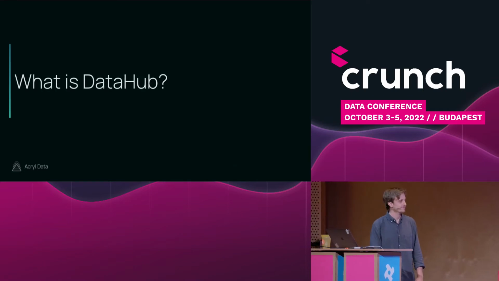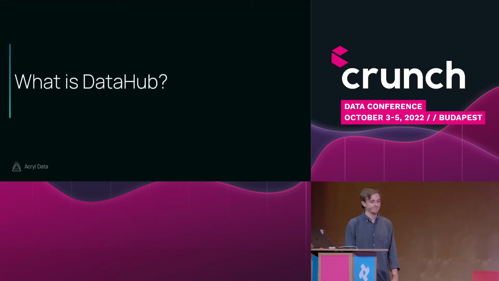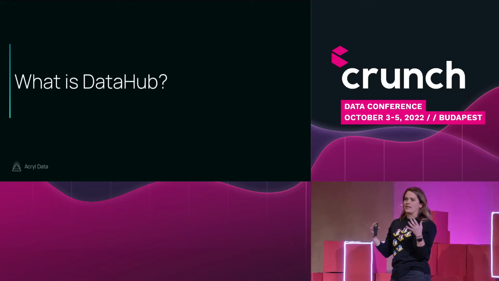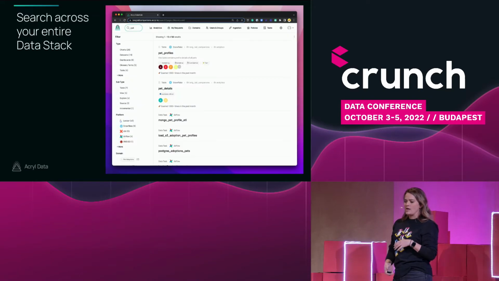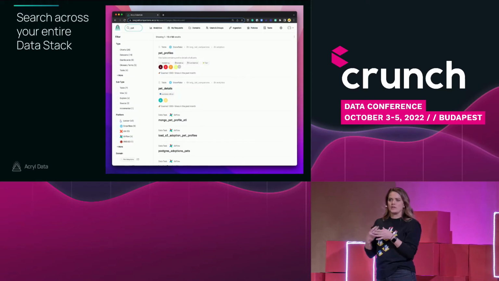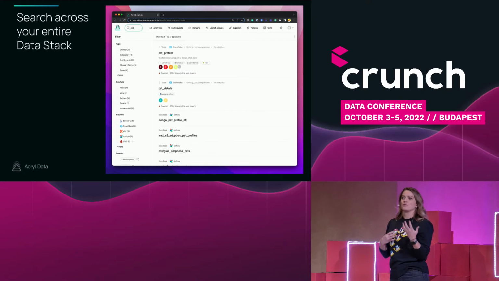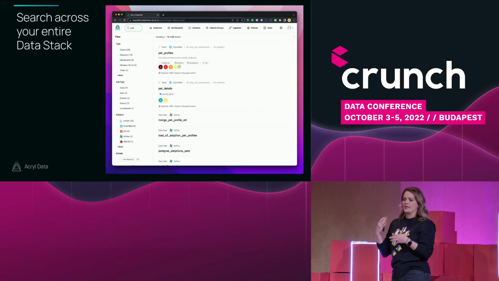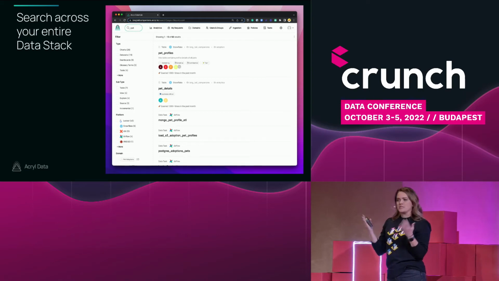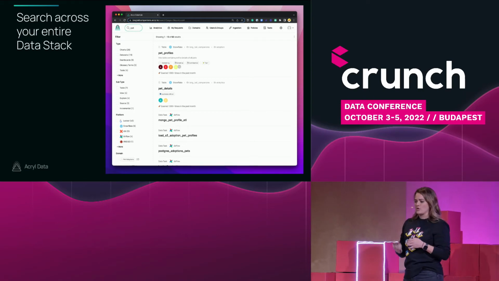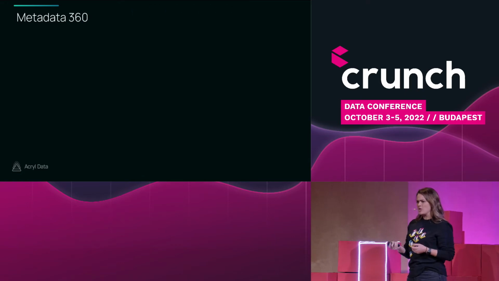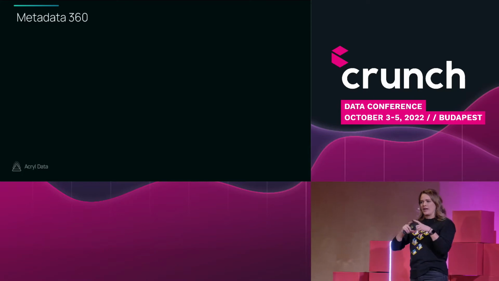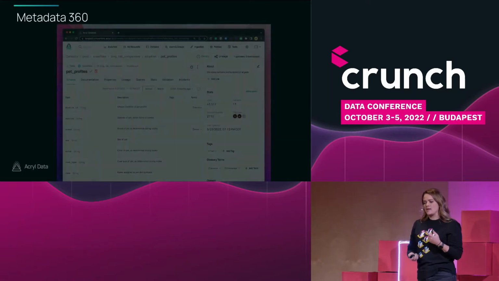Awesome. So like I said, I'm the Community Product Manager for Data Hub. Data Hub is really meant to be a central pane of glass across all of the entities within your data stack. So first and foremost, we offer a centralized search experience. So regardless of where your data is stored, regardless of if it's a data set, a Kafka topic, a dashboard, Python notebook, we have a central spot for you to search across all of those. The other thing we talk a lot about is this idea of metadata 360, so really having a well-rounded picture of your data assets.